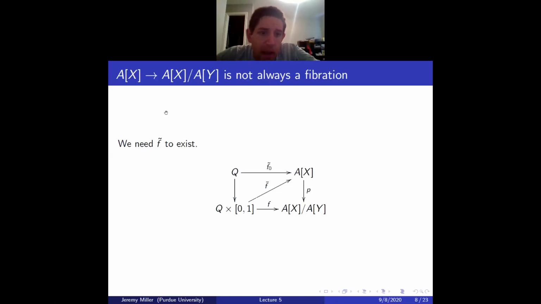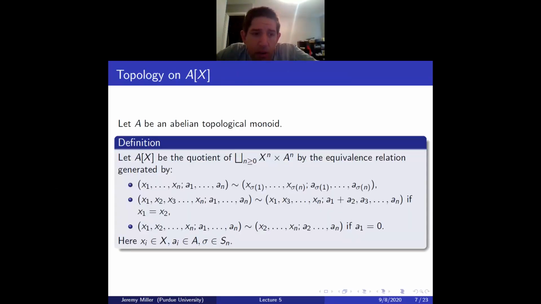Maybe one thing to say is that when A is the natural numbers, this is the free monoid on X. And if you say you don't know what the free monoid on a set means, well, write down the universal property. Think about what universal mapping property free things should have.